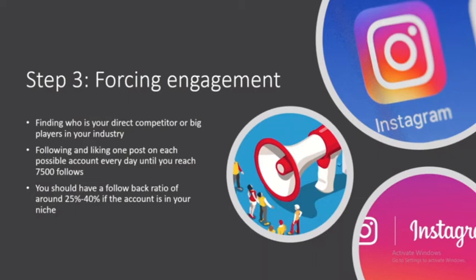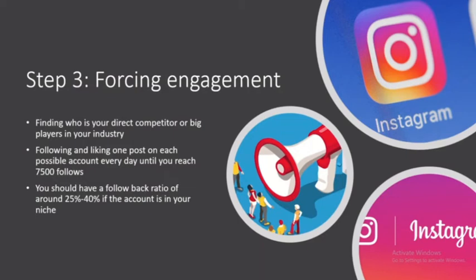You will start following each person and liking one of their posts. So how exactly can this force engagement? Pretty simple. Each time someone follows you on Instagram, you receive a notification. Each time someone likes your picture on Instagram, you receive a notification. And this is proven in different searches that people have made on different accounts and in different ways.